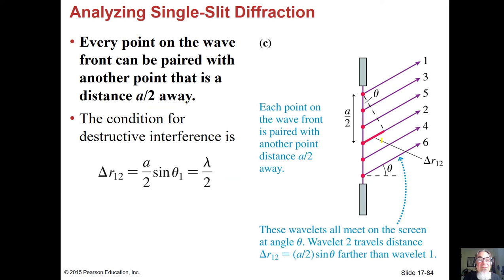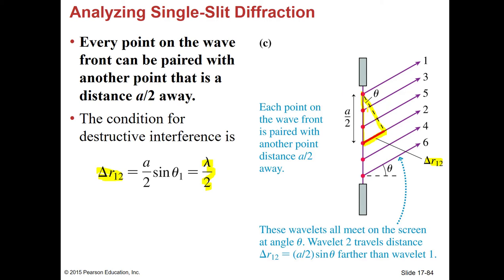Every point on the wave front, you can think of it paired with another point that is a distance of a over 2 away. If we want to look for destructive interference, that would be the dark spots, the path length difference, remember, that's the difference in path length, has to be half of a wavelength. When that happens, you get the dark spots. They arrive, one being a maximum, one being a minimum. They kill each other off. That's a dark spot. From a little bit of trig in this triangle right here, you can see the path length difference. That's what this is, delta R12.